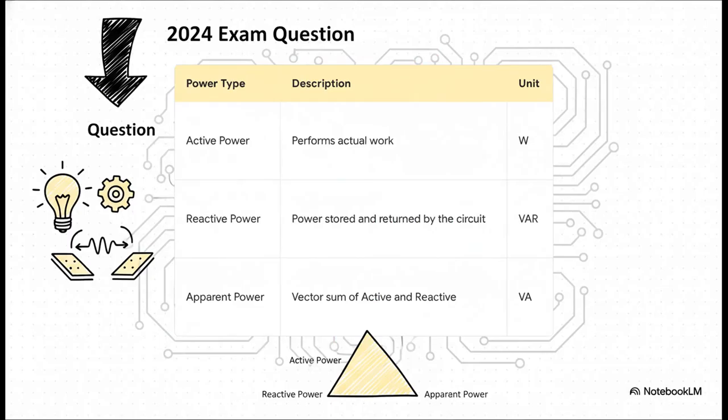And check this out. This table basically answers that question for us. And yep, this is pulled right from an exam question. Active power is the good stuff, the power that does real work, and we measure it in watts. Reactive power is that sloshing energy that's just stored and returned. And apparent power? That's the total of the two combined. It's what the power company has to be ready to supply, even if not all of it's doing useful work.